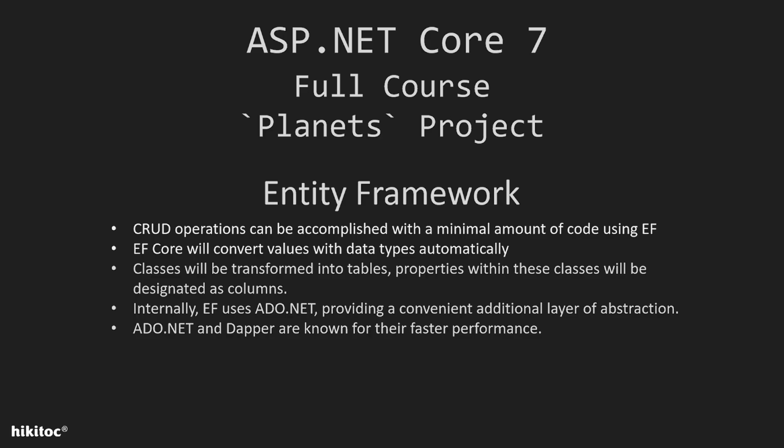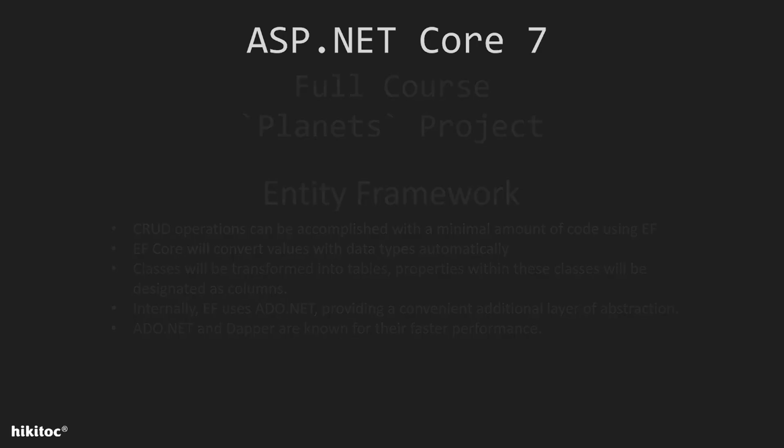In the previous lesson, I provided the main models for this project with an explanation that C# classes will be transformed into tables, and the properties within these classes will be designated as columns in those tables. Also, CRUD operations in Entity Framework require minimal code, and it automatically handles data type conversions. This means, as an example, that string and double values from your code are passed to the database as is. Internally, Entity Framework uses ADO.NET, providing a convenient additional layer of abstraction. On the other hand, ADO.NET and Dapper are known for their faster performance.